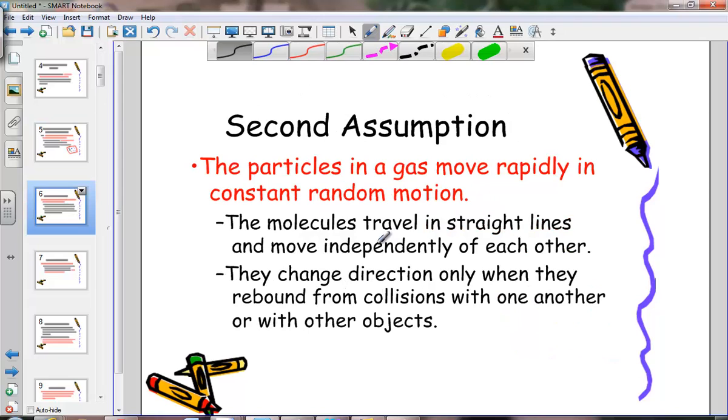There's a second basic assumption that you wrote about in your notes. It says that particles of a gas move rapidly in constant random motion. They're going to travel in straight lines until they ricochet and change direction, very similar to like a pool ball. It's going to travel in a straight line until it either hits another ball or the side of the pool table.